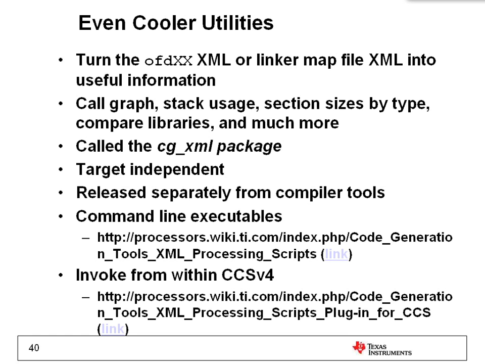Even cooler utilities, okay. So I mentioned that you can get object file information in XML format. It turns out you can also get the linker map file in XML format. And then there's a package called the CGXML package that includes utilities that operate upon those XML files and give you all sorts of interesting information.